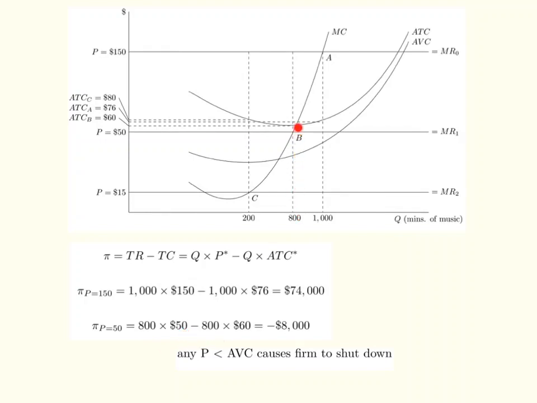And then we just go back up to the average total cost curve. And we see that at 800 units, average total cost is at 60. And so 800 units times 60. And I do the math, and I get a profit of negative $8,000.